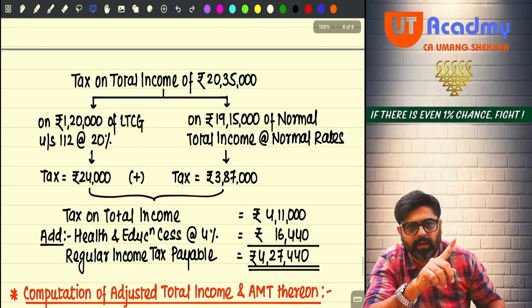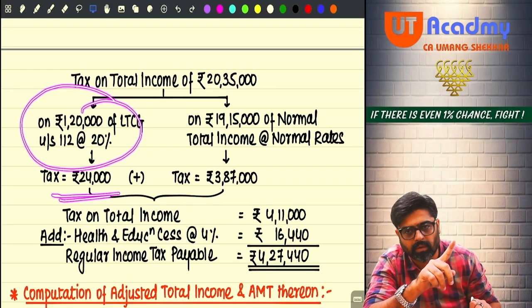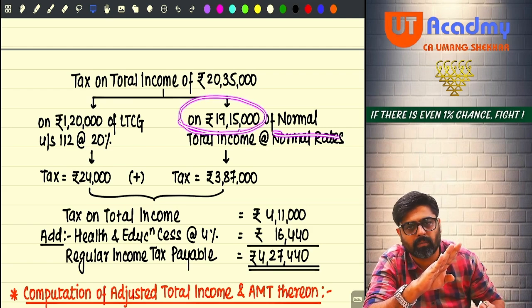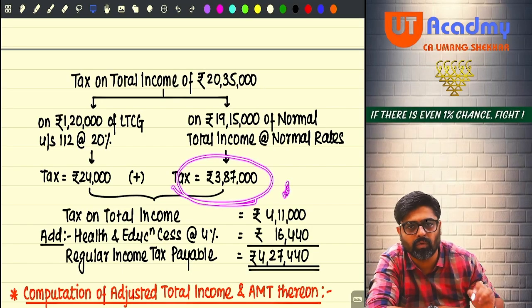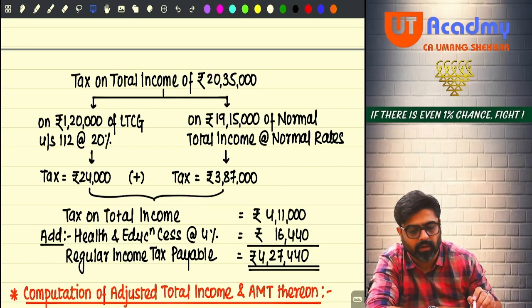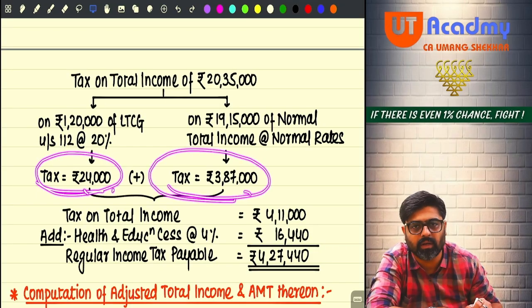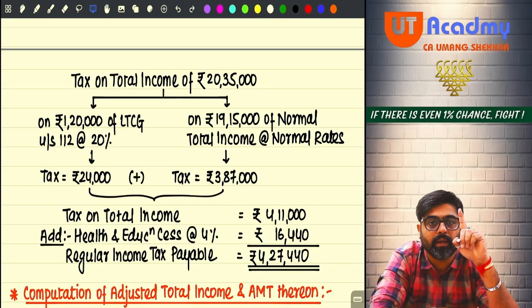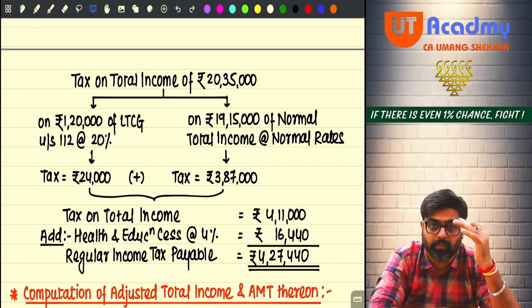Okay, so out of 20,35,000, on 1,20,000 I will apply 20%. This is my tax on long-term gain. And on the balance 19,15,000, I will apply normal rates. So my tax will be 3,87,000. I'm not going to do these calculations now. You know this calculation. Now the tax on LTCG and tax on my balance income, both taken together, will give me 4,11,000. That is my tax on total income. This is not my regular tax payable. This is tax on total income, basic tax.